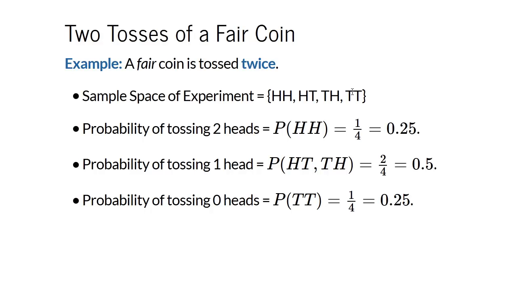Since the coin is fair, each of these outcomes has the same chance of occurring. So we can compute probabilities for various events. Suppose the event is that we toss 2 heads in a row.